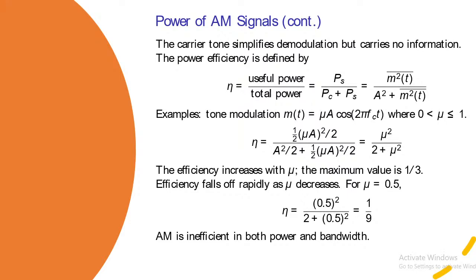As you decrease mu, the efficiency rapidly decreases. For mu equal to 0.5, eta is equal to 1 by 9. So AM is inefficient both in power and in bandwidth. In both cases, it is inefficient because of this. Next.